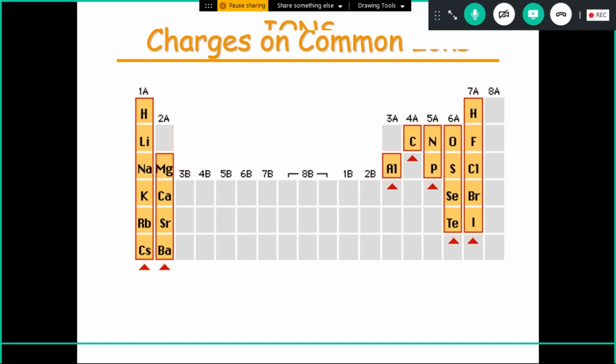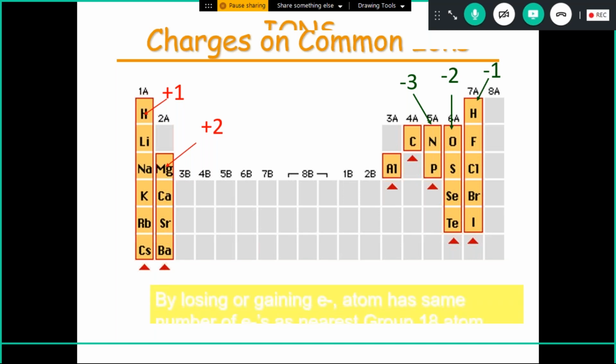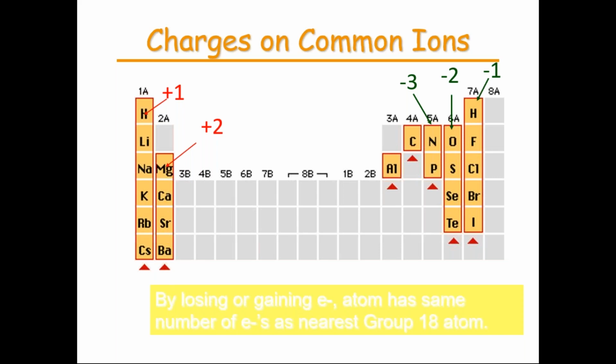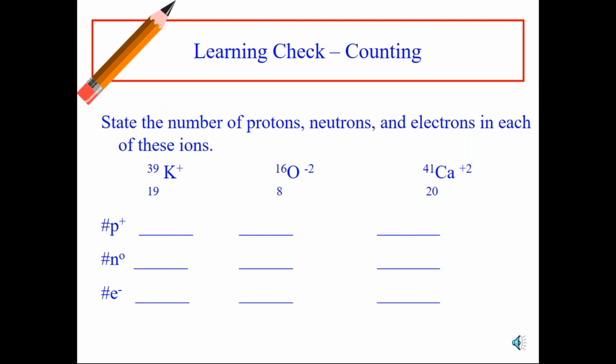Commonly, ions have the following charges. First group elements have +1 charge. Second group elements have +2 charge. You have to know that metals generally tend to lose electrons, and that's why we call them cations. When it comes to non-metals, they tend to gain electrons, and that is why they have a negative charge. Due to this fact, we call them anions. Generally, by losing or gaining electrons, atoms have the same number of electrons as the nearest group 8 elements.